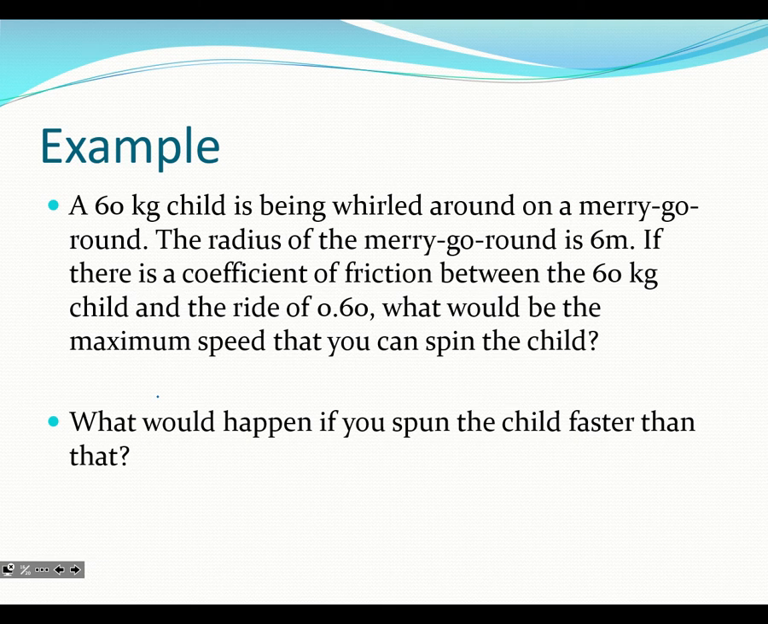Okay, so let's do an example. A 60-kilogram child is being whirled on a merry-go-round. The radius of the merry-go-round is 6 meters. If the coefficient of friction between the 60-kilogram child and the ride is 0.6, so everything's like 6, what would be the maximum speed you spun your child?